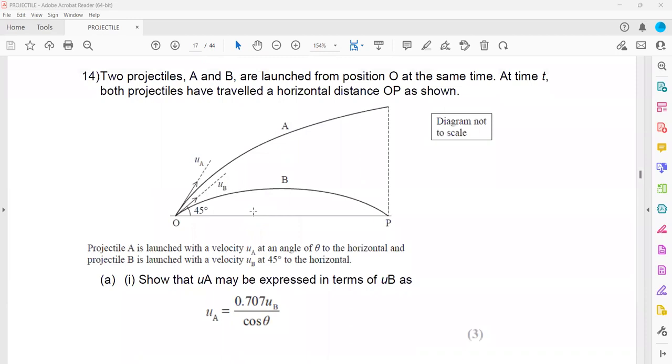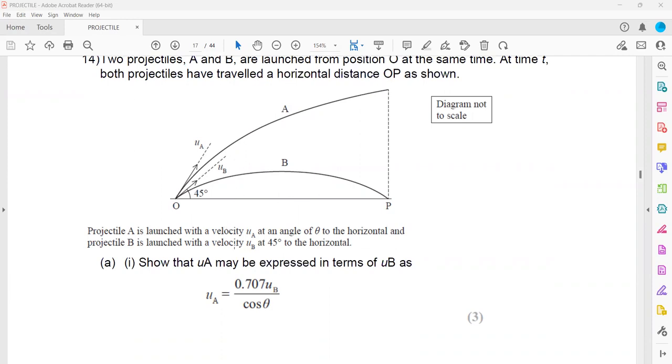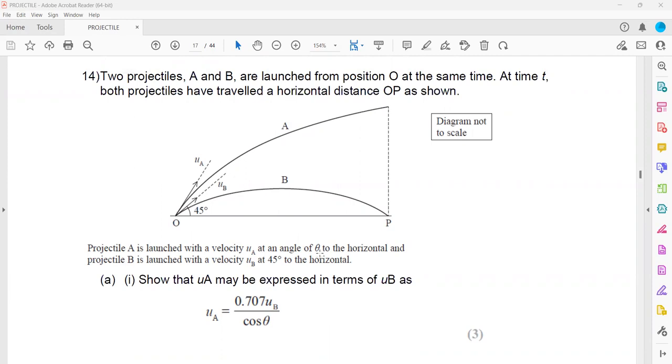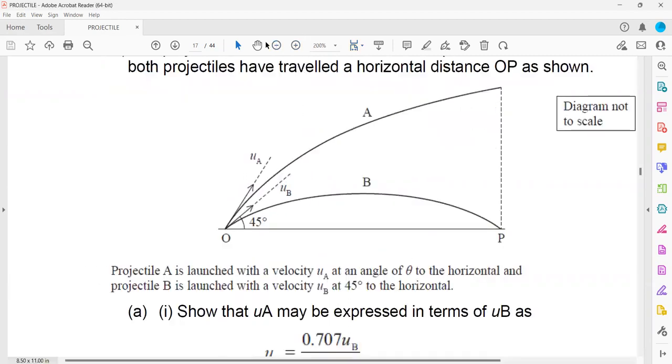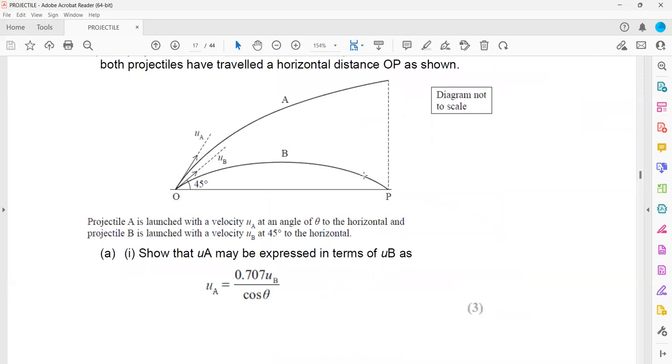In question 14, two projectiles A and B are launched from a position O at the same time. At time t, both projectiles have traveled horizontal distance OP. Projectile A is launched with the initial velocity of UA with an angle theta, and projectile B is launched with the initial velocity of UB with an angle 45. We have to show that UA may be expressed in terms of UB because they both cover the same horizontal distance, so it means they have the same range.